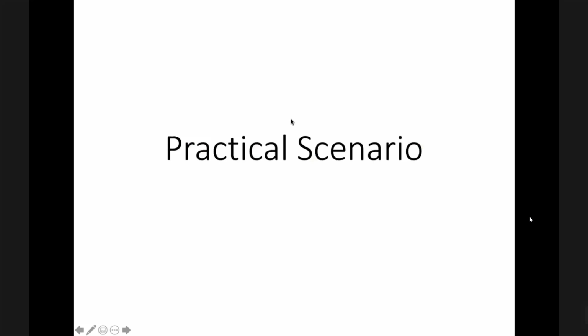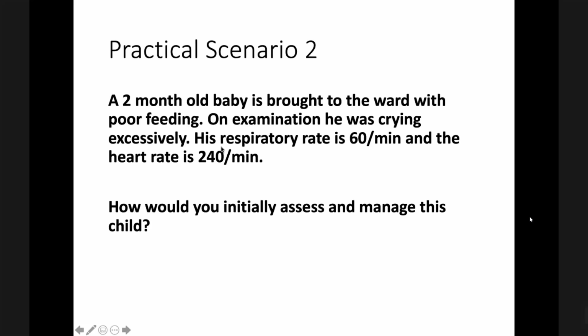Right. So I will give you another example of a practical scenario. This is a scenario of a ventricular tachycardia, 2-year-old boy. He was crying excessively and heart rate is 240. So that's the most important thing. So you need to do the airway breathing circulation, get an ECG and the rest of the monitoring in situ and do the management as I told you earlier.